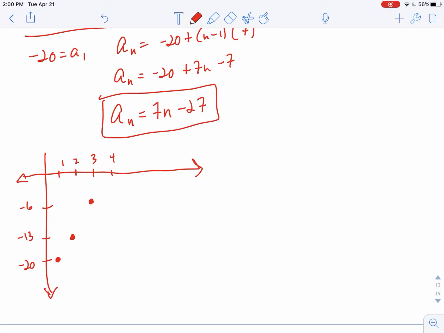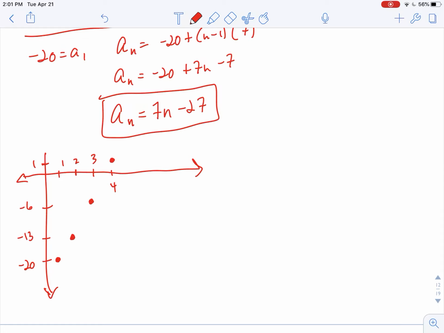And for the fourth term, well, 4 times 7 is 28. 28 minus 27 is a 1. So we'd actually be at 1. So I'm going to have to erase this little 4 and put it down below, because our fourth term would be right there, and so on and so forth. So that's kind of what the graph would look like.